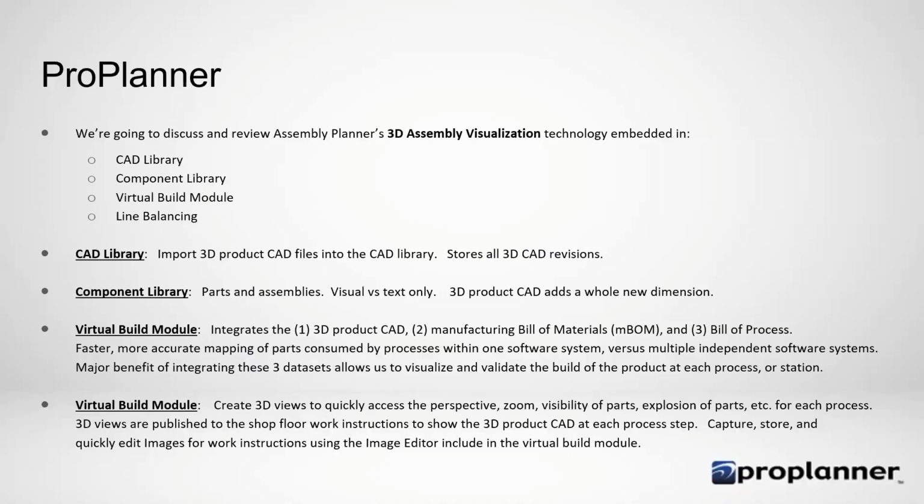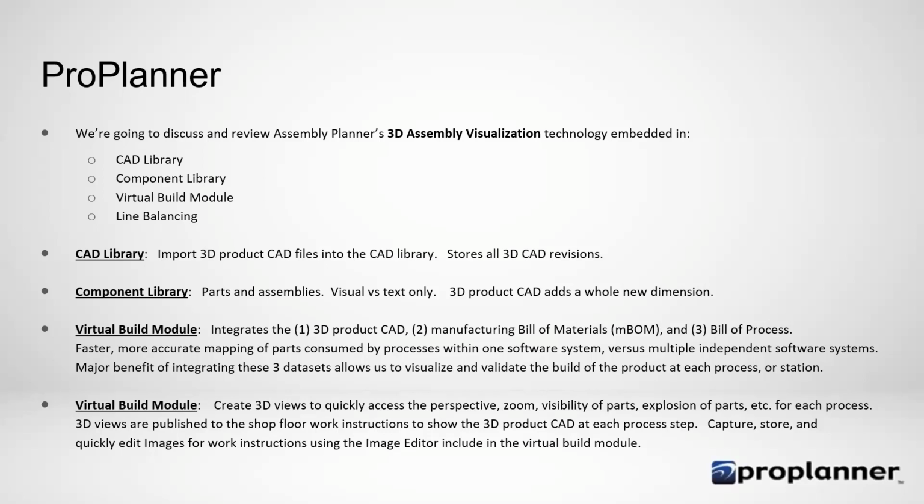The CAD library is where we upload the CAD files and store all the revisions. The component library is where we store the parts and assemblies, and we can view the 3D CAD models for parts and assemblies in the component library. And in this 3D, you're going to see it adds a whole new dimension to this manufacturing engineering work. And we'll show you that.